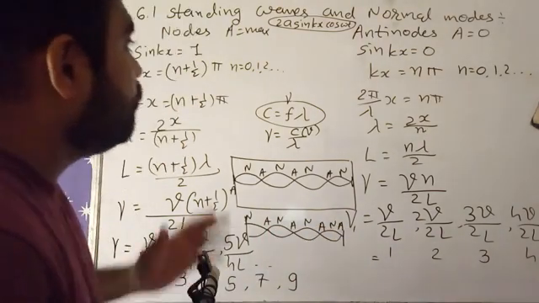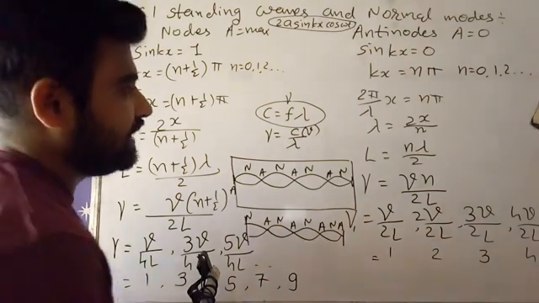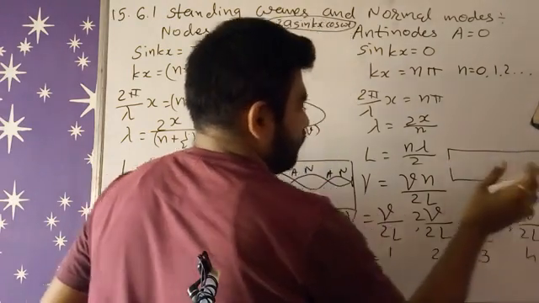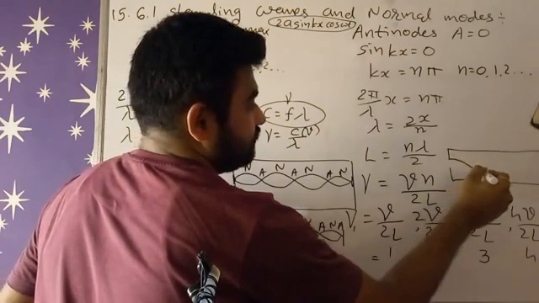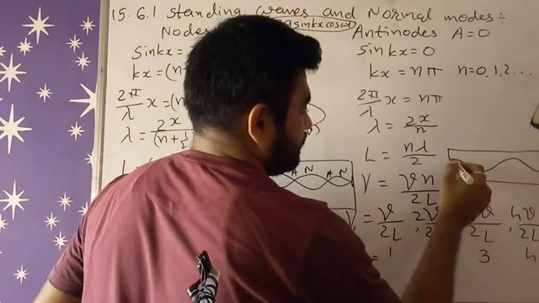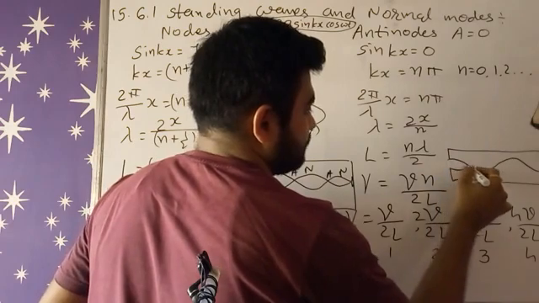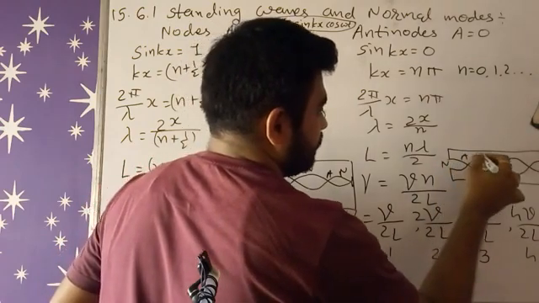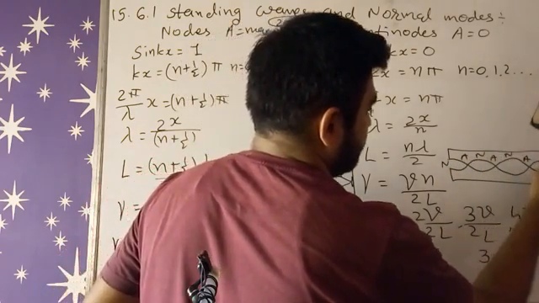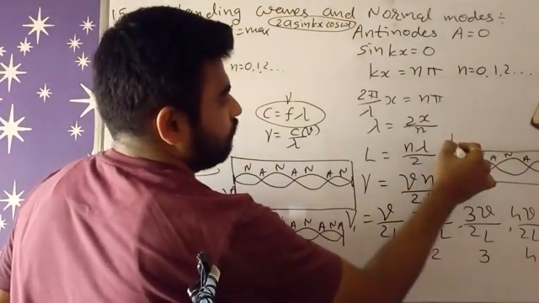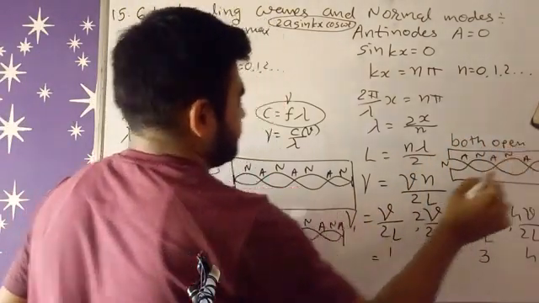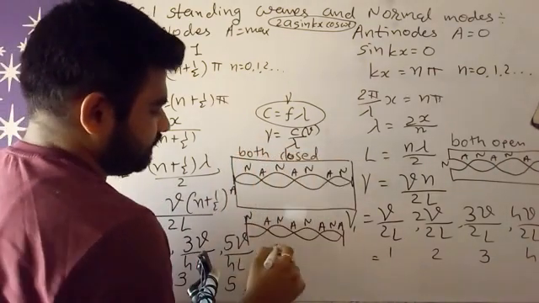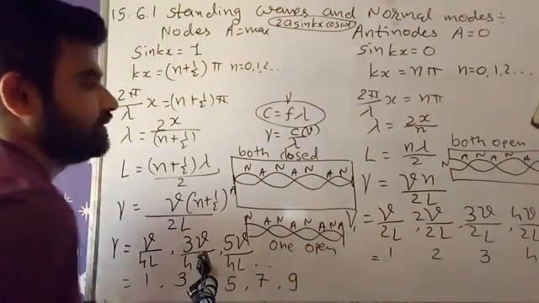If we have both ends open, I am going to draw it here. Both are open, so at the open ends we have the maximum value. Remember, this is maximum. This is antinode, node, antinode, node, antinode, node, antinode. So this is for both open ends. This is for both closed ends. This is for one open end.